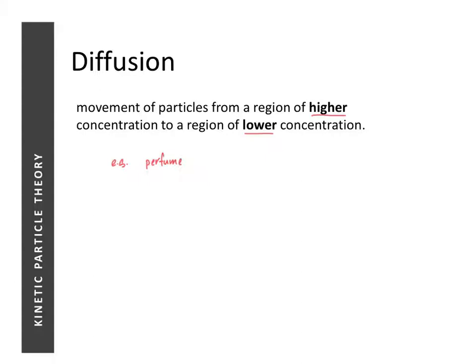And the net movement of the particles will stop when we have an equal concentration of that type of particle everywhere. So the key concept to note here is that if we leave diffusion to occur for a long period of time, what we will get is a sample of uniform distribution.